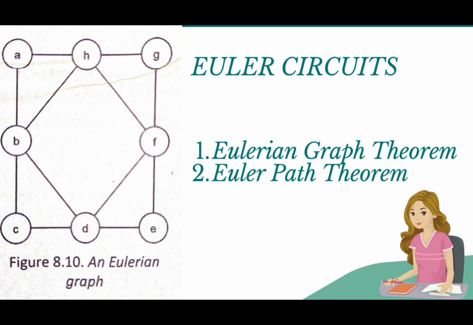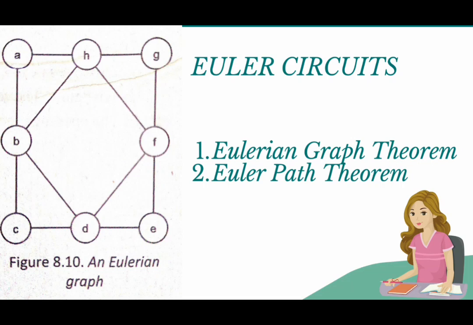So, these two, the Eulerian graph theorem and Eulerian path theorem, will determine if the graph contains a Euler circuit or Euler path. So, ano ba talaga ang Eulerian graph theorem? A connected graph is Eulerian if and only if every vertex in the graph is of even degree.